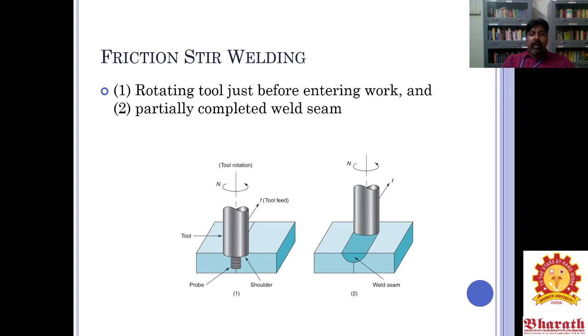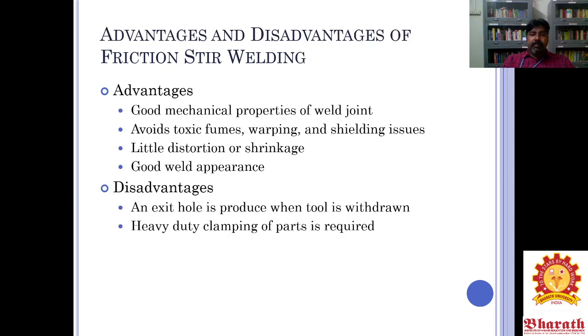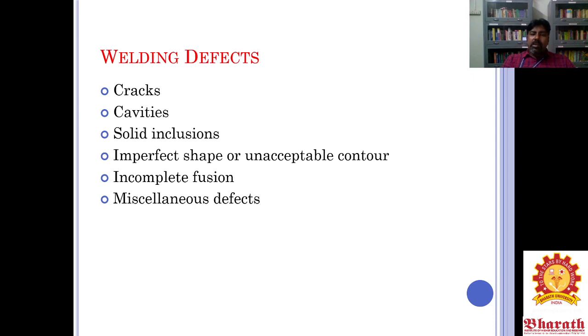See the shoulder and probe, right? It is rotated and it is moving, right? While it is moving, it joins. These are the advantages and disadvantages of friction stir welding. Normally we get some defects, right? Cracks, cavities, solid inclusions, some defects like these.